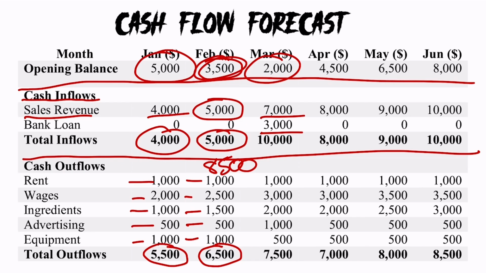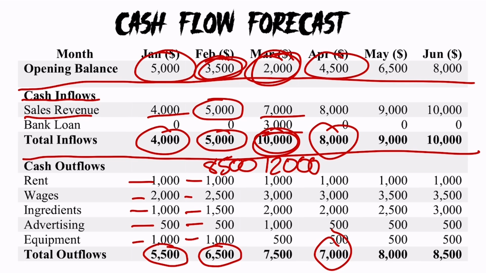So 7,000 plus 3,000, that's 10,000. So 2,000 plus 10,000, that's 12,000. Now, what's 12,000 minus 7,500? It's 4,500. So you can do that all the way down, and you'll see that we can make a forecast based on this data.